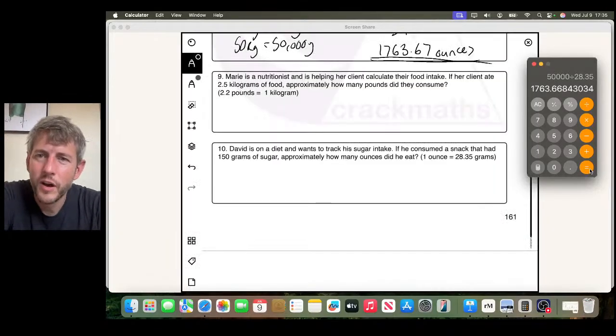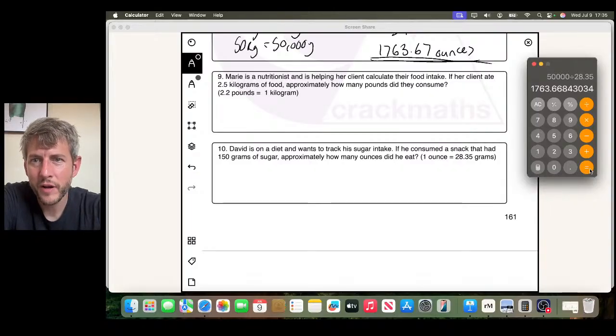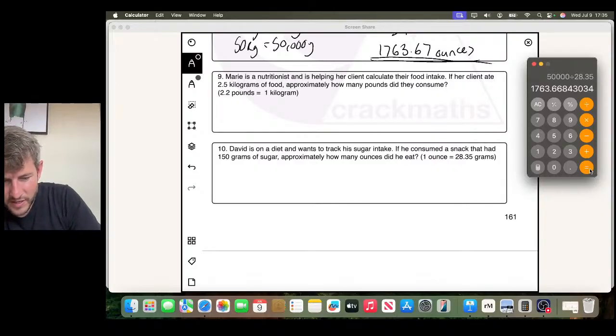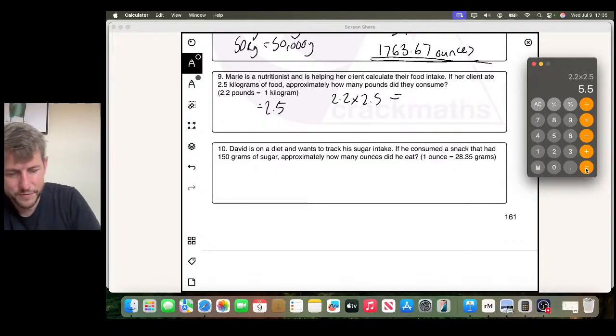Right, question 9. Marie is a nutritionist and is helping her client calculate their food intake. If her client ate 25 kilograms of food, approximately how many pounds did they consume? So, let's work this out. If her client ate 2.5 kilograms of food, approximately how many pounds did they consume? So this is a nice one, 2.5. We are actually just doing 2.2 times 2.5. Okay, here we go. And let's see where this gets us. So this gets us to 5.5 pounds.